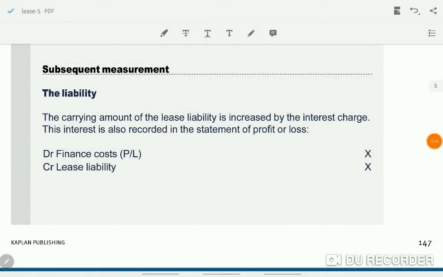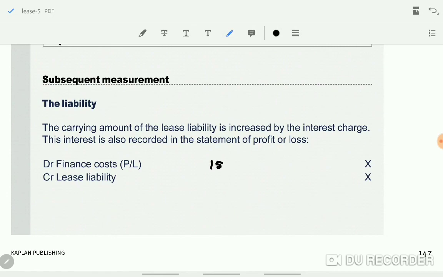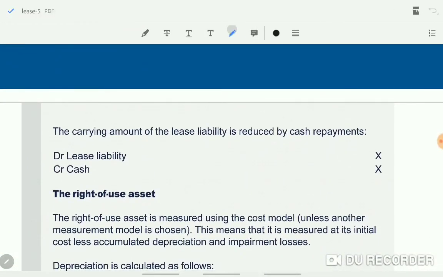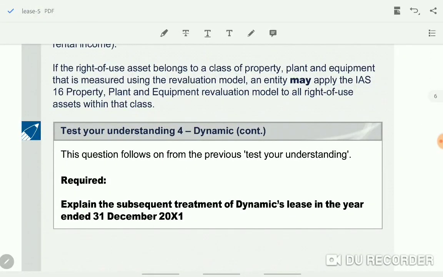They are showing the journal entries here in the textbook. For example, for the finance cost, debit the finance cost and it is added to the liability. We calculated the first year finance cost as 1,578, so this will be debited to finance cost and added to the liability. Then they make a payment of 10,000. When they make the payment, the overall liability will be reduced by 10,000, because we added the finance cost to the liability. Credit cash. Next, the right of use asset: depreciation will be charged. We have seen this.